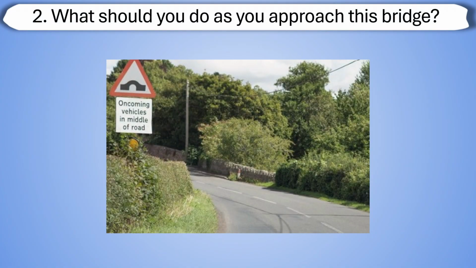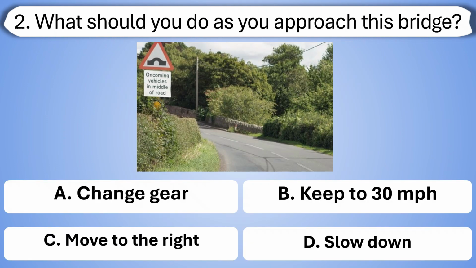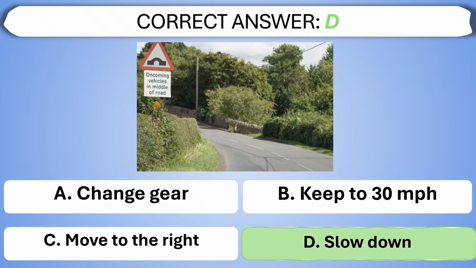2. What should you do as you approach this bridge? A. Change gear. B. Keep to 30 miles per hour. C. Move to the right. Or D. Slow down. The correct answer is D. Slow down.